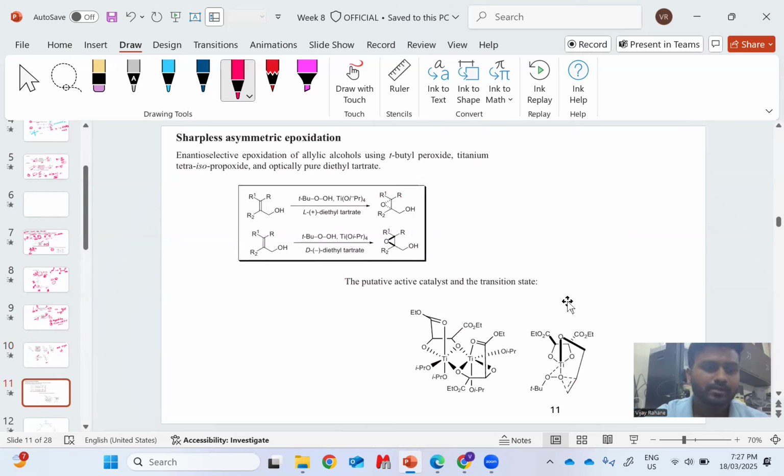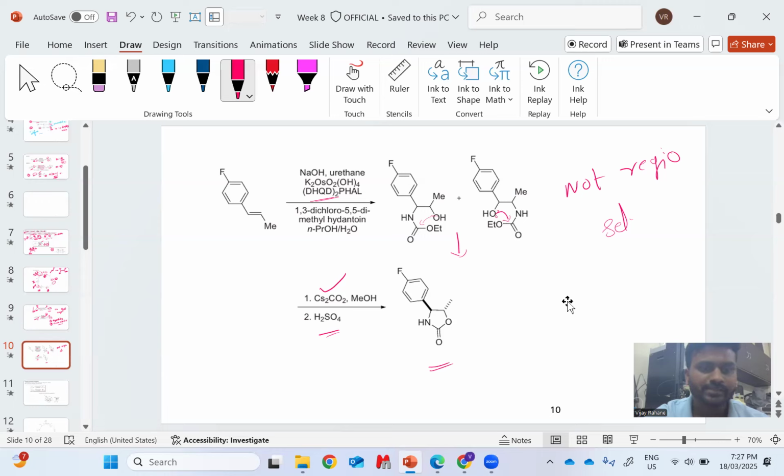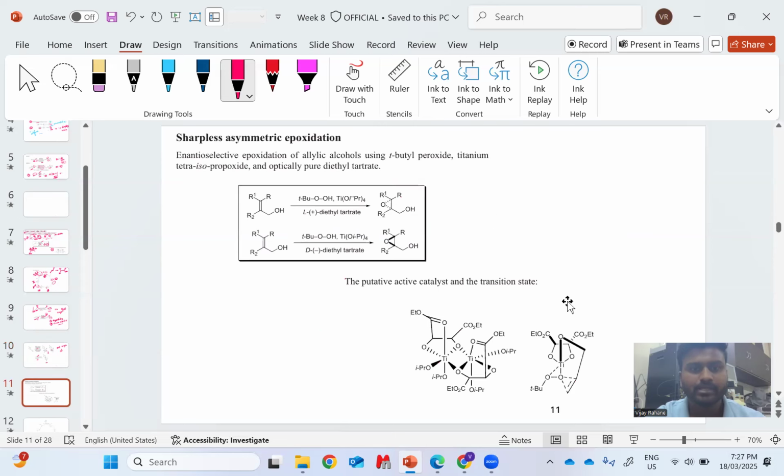Further, as of now, we have seen asymmetric dihydroxylation, the asymmetric aminohydroxylation, and this is the asymmetric epoxidation reaction. So this is also the Sharpless asymmetric epoxidation, in which the enantioselective epoxidation of the allylic alcohols using tert-butyl peroxide and titanium tetraisopropoxide and optically pure diethyl tartrate as reagents. It gives the stereoselective epoxidation of the allylic alcohols.